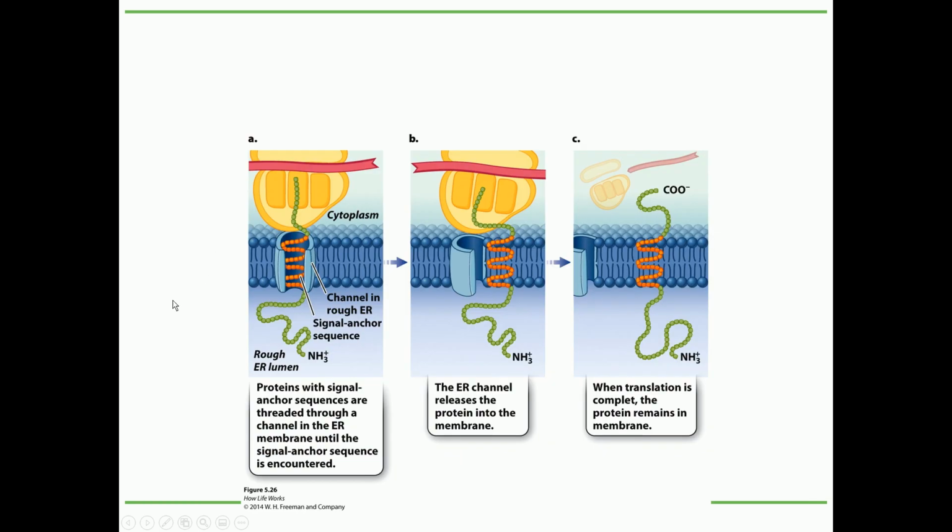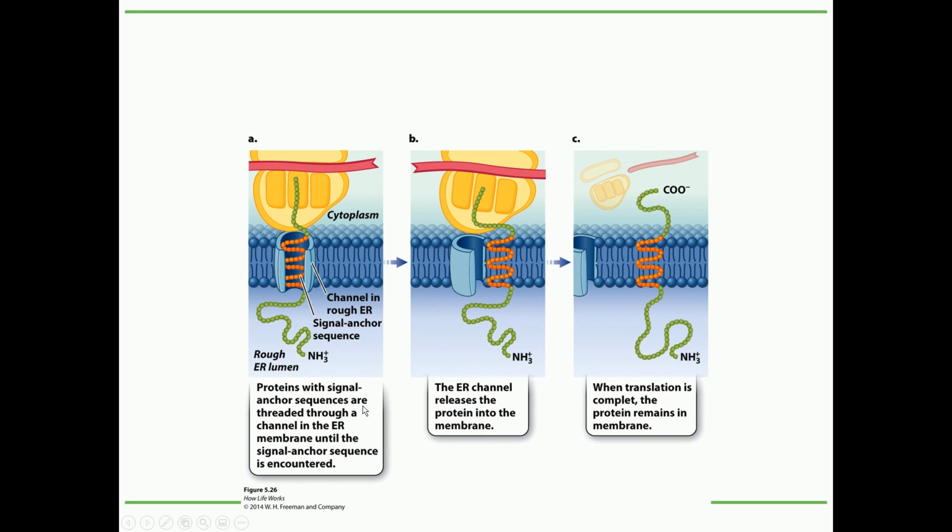Now this is the case of the proteins which are actually embedded in the membrane. So let's see how they get embedded in the membrane. Proteins with signal anchor sequence. The proteins which get embedded in the ER membrane have a special sequence in them that's called the signal anchor sequence.